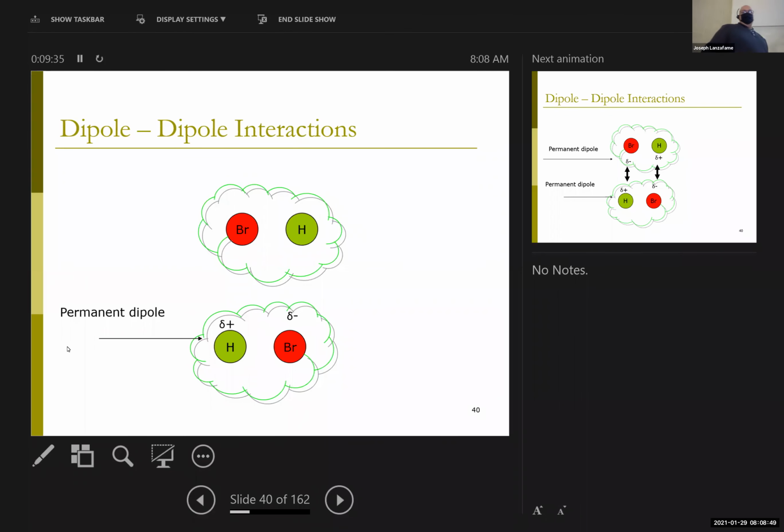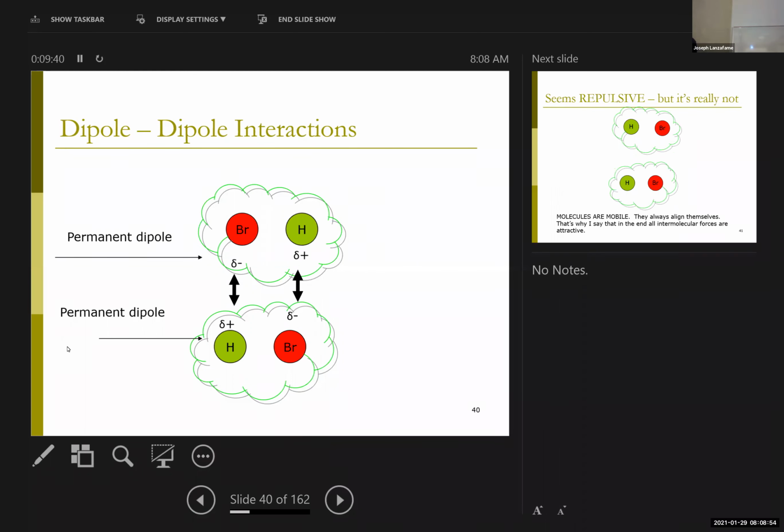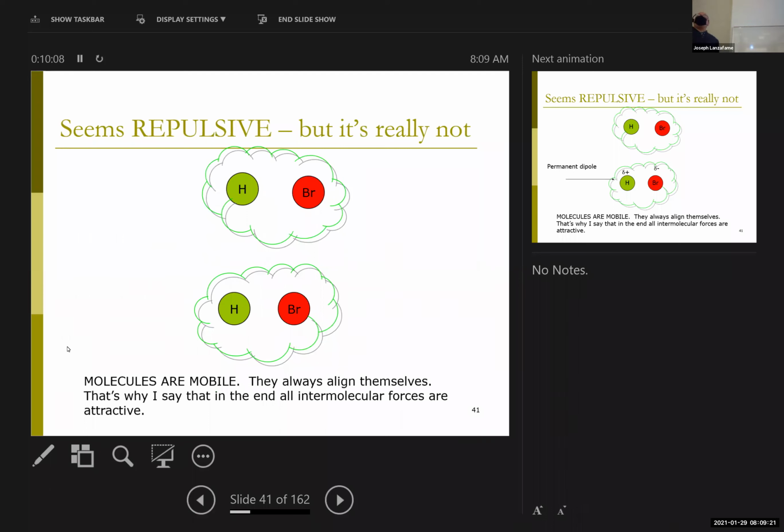Okay. And so as you can see, since in this case I have two hydrogen bromides, they are both polar molecules. They both have a permanent dipole, right? And therefore there's none of this flashing on and off of that dipole. And so again, I have an opposite and therefore attractive permanent dipole interaction between these two molecules. It might seem like that means you could be repulsive.